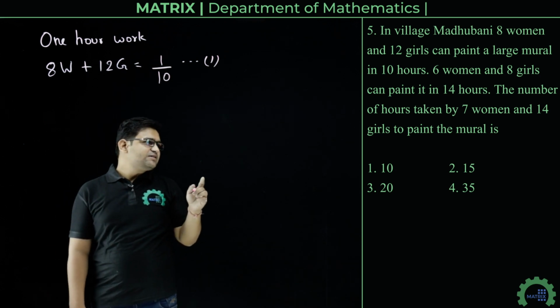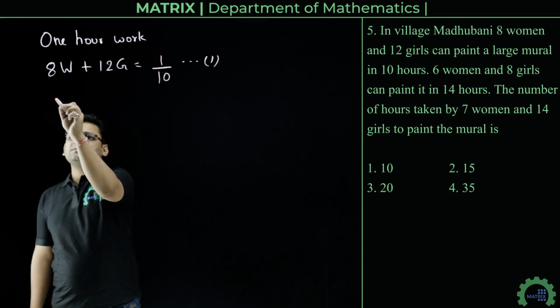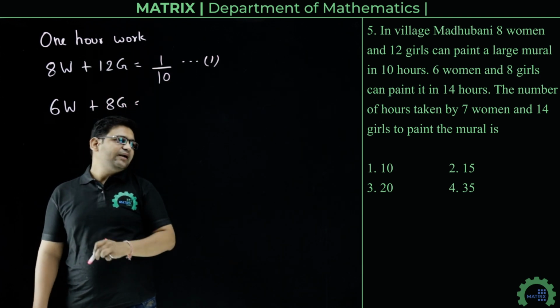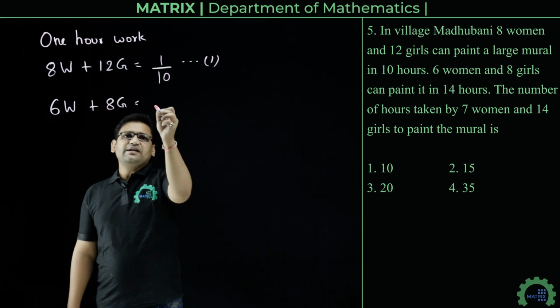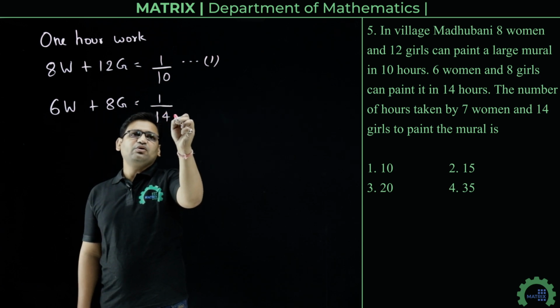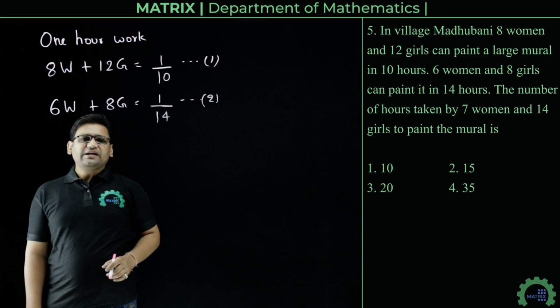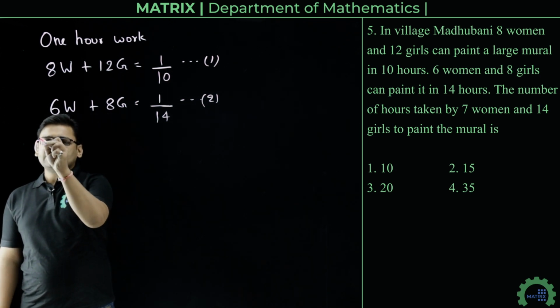And similarly, 6 women and 8 girls can paint it in 14 hours. That is, their 1 hour work will be 1 by 14. That is equation number second. These are linear equations in 2 variables, so we can easily solve them.